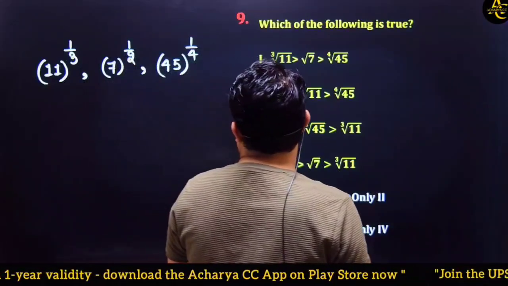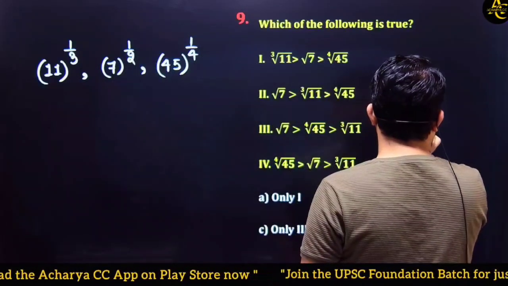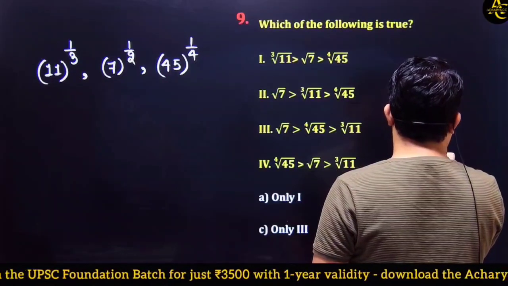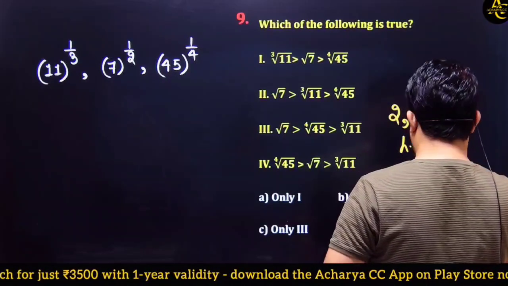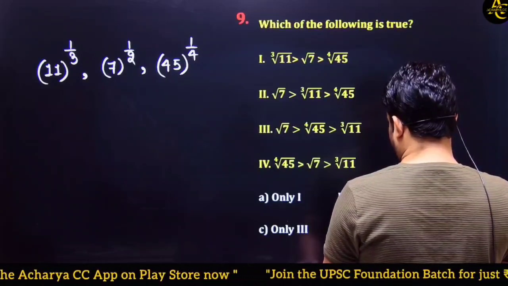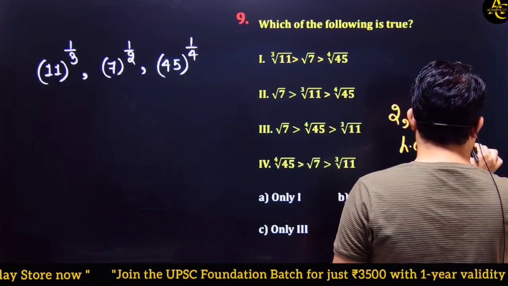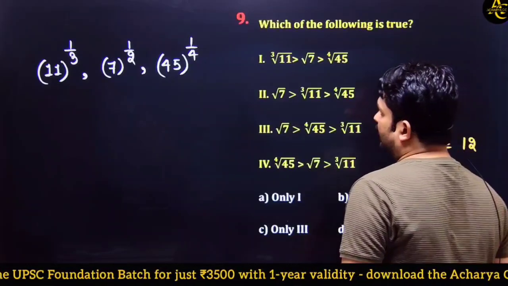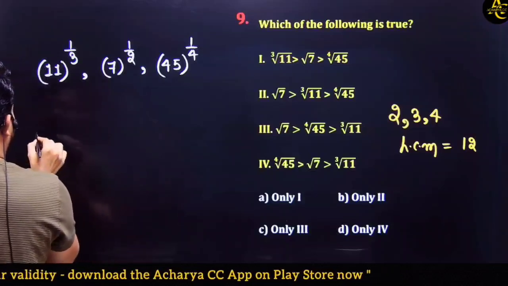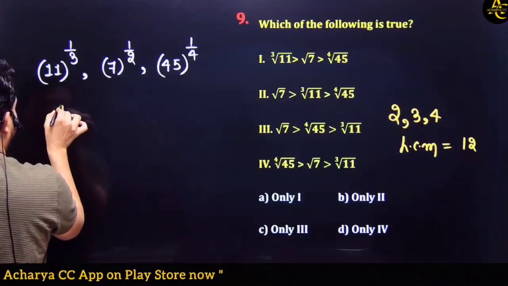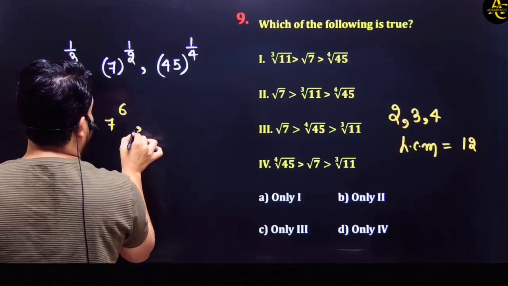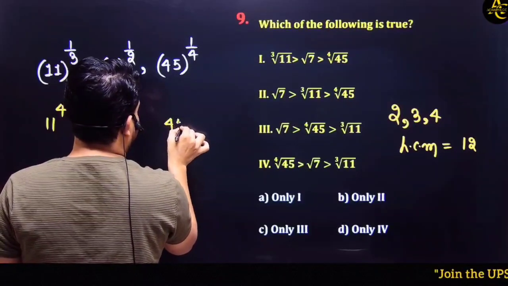We will take the LCM of 2, 3 and 4, and guys, their LCM is nothing but 12. LCM is the least common multiple. So we will multiply each power by 12. So here we have 11 to the power 4, here we have 7 to the power 6, here we have 45 to the power 3.